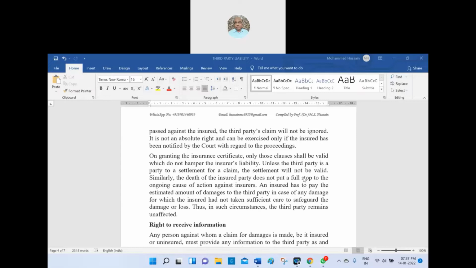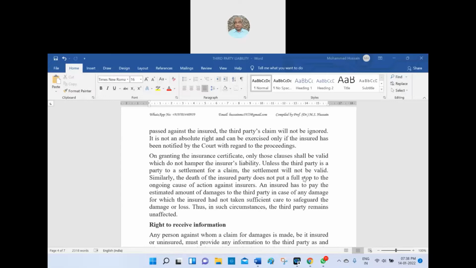Similarly, the death of the insured party does not put a full stop to the ongoing cause of action against the insurer. Suppose the insured died, can't the third party get the amount from the insurance company? Answer: yes, he will get it. Even though the insured died, it doesn't matter.